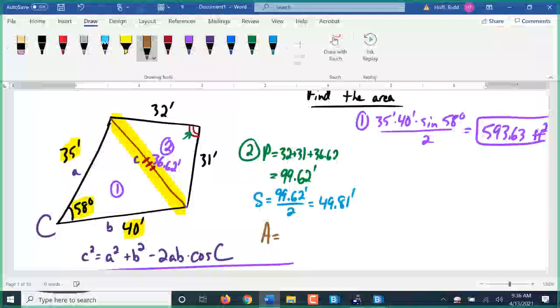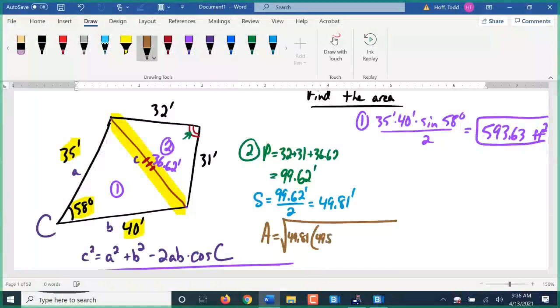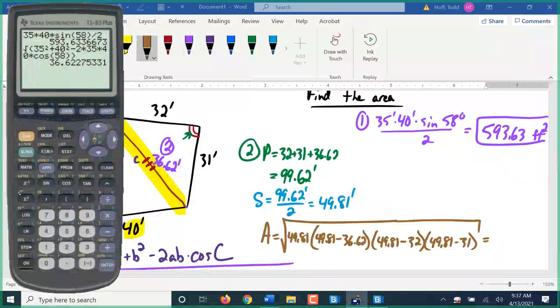So then the area is that semi-perimeter, 49.81, times the semi-perimeter minus the longest side, 36.62, times that semi-perimeter, 49.81, minus the next longest side, which is 32, times that semi-perimeter of 49.81 minus the shortest side of 31. So second square root 49.81 times, open parentheses, 49.81 minus 36.62, close the parentheses, times, open parentheses, 49.81 minus 32, close parentheses, times, open parentheses, 49.81 minus 31. We close the parentheses there, and then we close the square root.